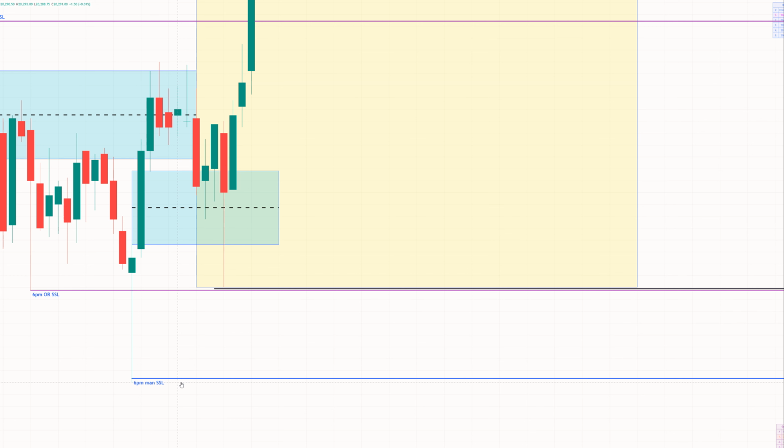You could draw yourself an arrow with a narrative or an annotation that says, hey, this is the point at which my 6 p.m. opening range was manipulated. This is the low. This is the high. Why? It's important because at some point, usually the following morning or at some point in the future, price is going to come back specifically to this level.